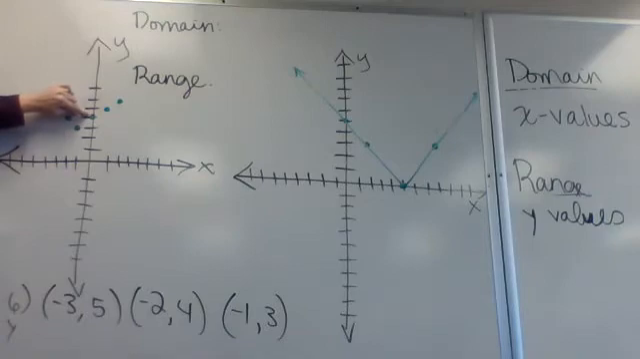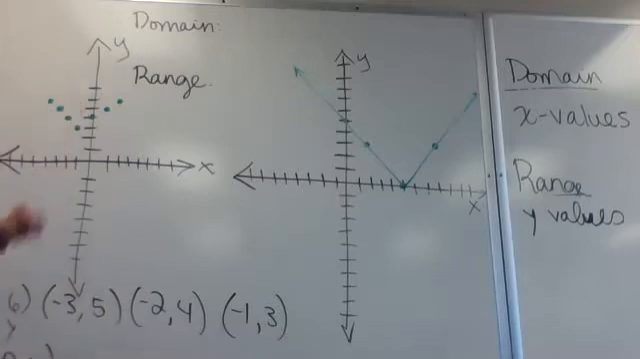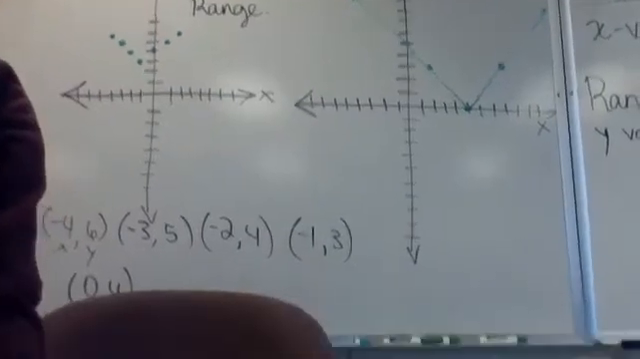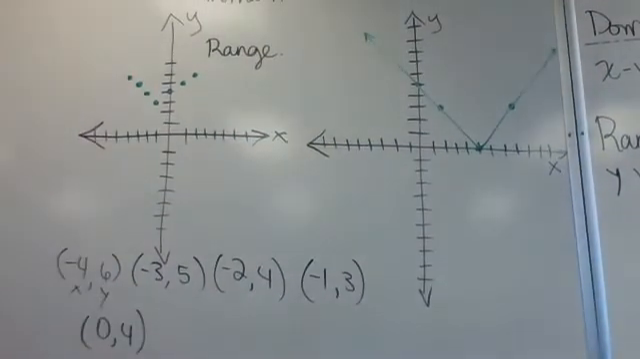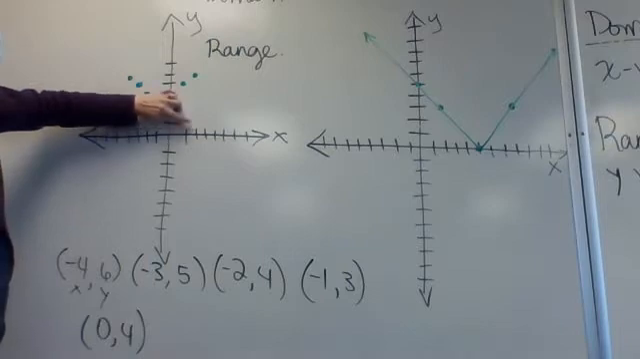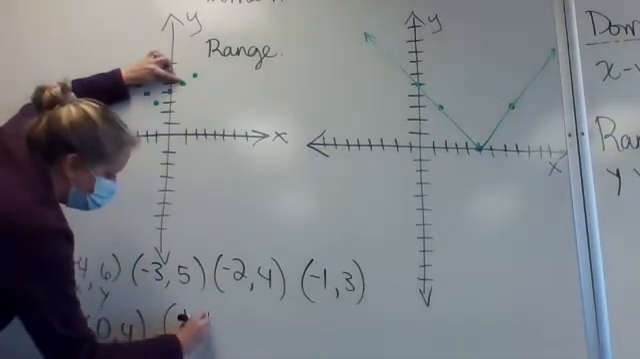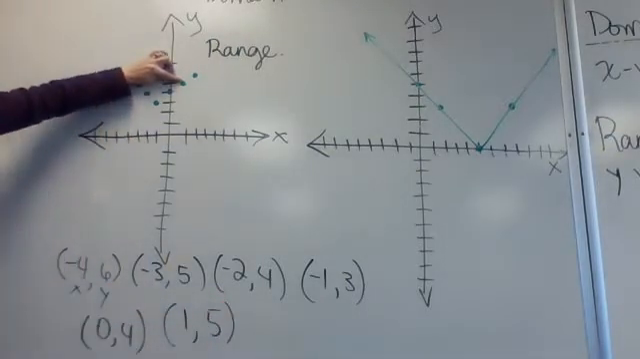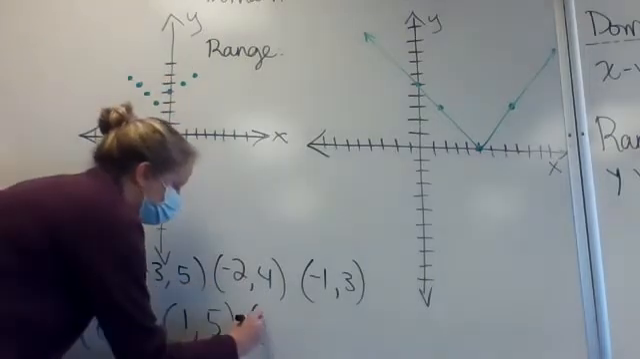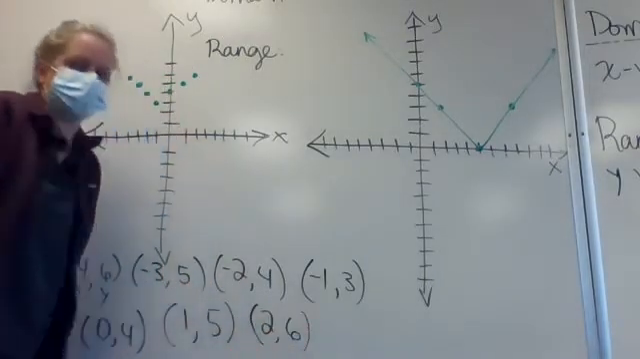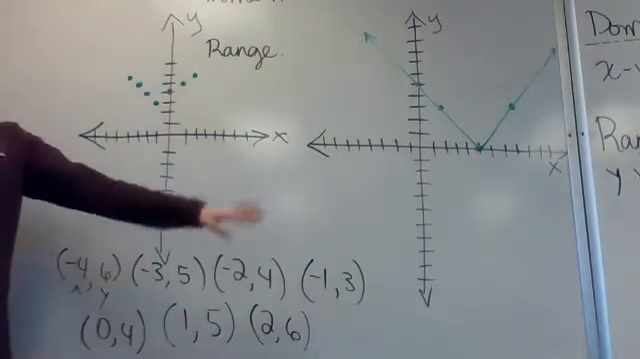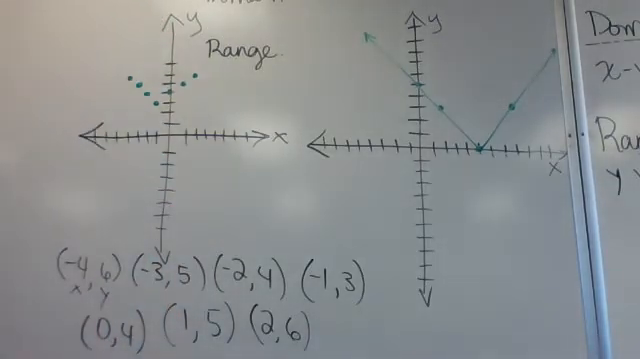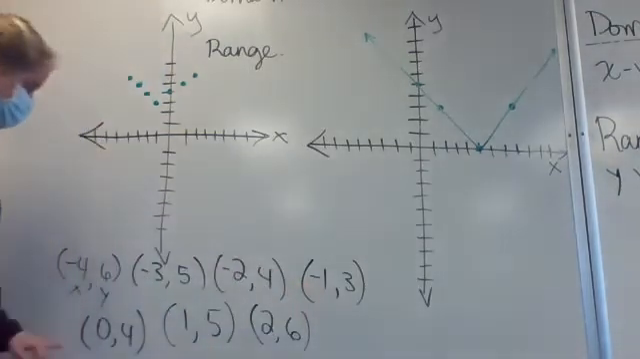This one is at 0, up 4. So 0, 4. This one to the right 1, up 5, so it's at 1, 5. This one's to the right 2 and up 6. So 2, 6. So when it's asking you the domain, it wants you to just list all the x values. So -4, -3, -2, -1, 0, 1, and 2.